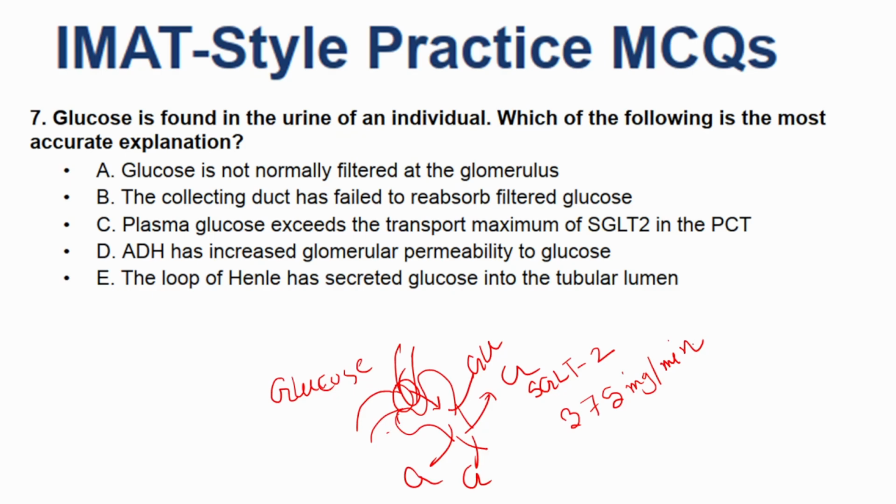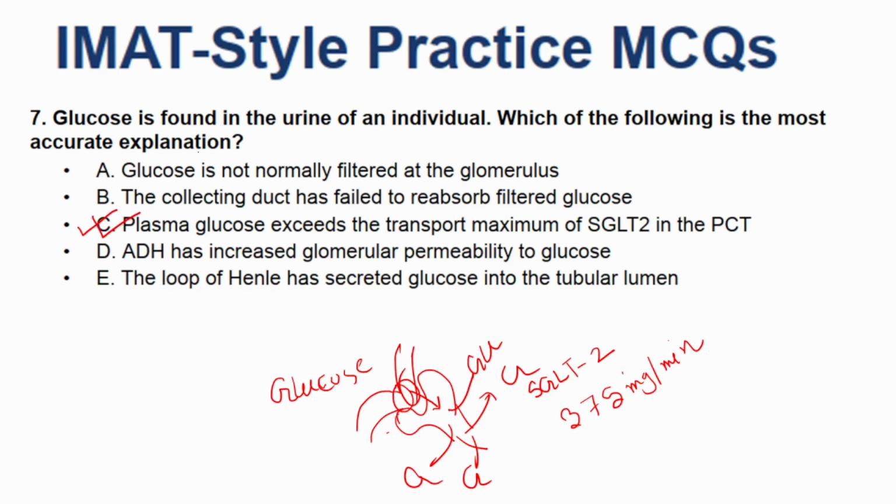When plasma glucose levels rise dramatically, the filtered load of glucose exceeds the kinetic transport maximum of these carriers, causing the transporters to become completely saturated so that the remaining glucose passes unabsorbed into the urine. That's why the correct answer is option C.